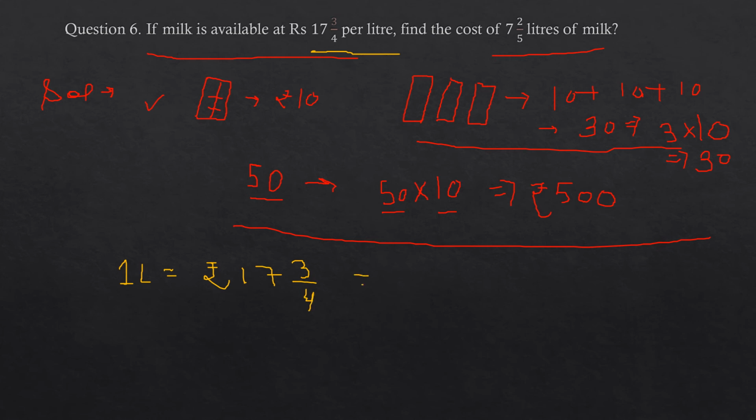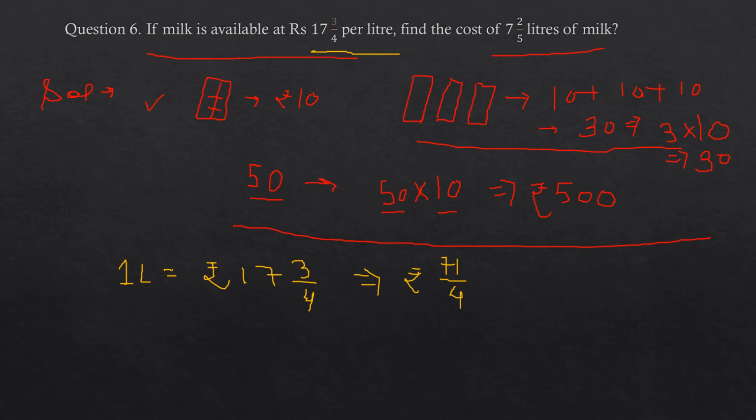Let's convert this mixed fraction into an improper fraction. This 17 whole 3 by 4 will be equal to 71 by 4. You know how to convert a mixed fraction into an improper fraction.